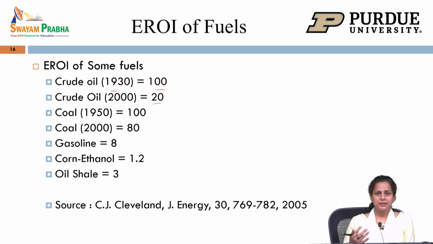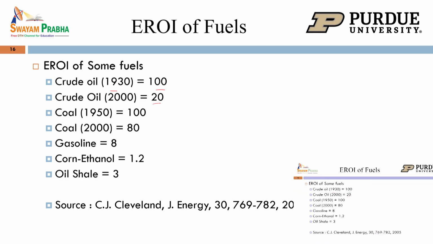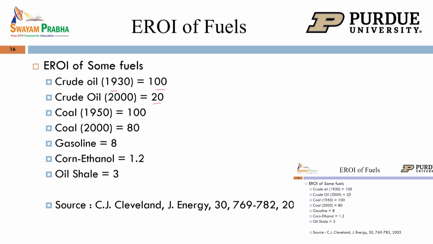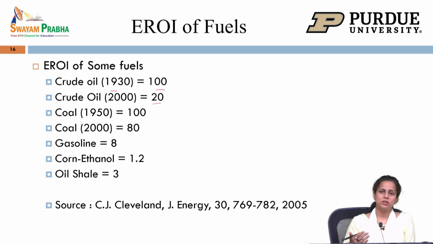And the reason being that as the crude oil resources are being depleted, the level is going down and you need to pump from greater and greater depth, and that requires more and more energy. So now per unit energy invested, you are only getting about 20 units, but back in 1930 when there were plenty of resources, you were able to get about 100.